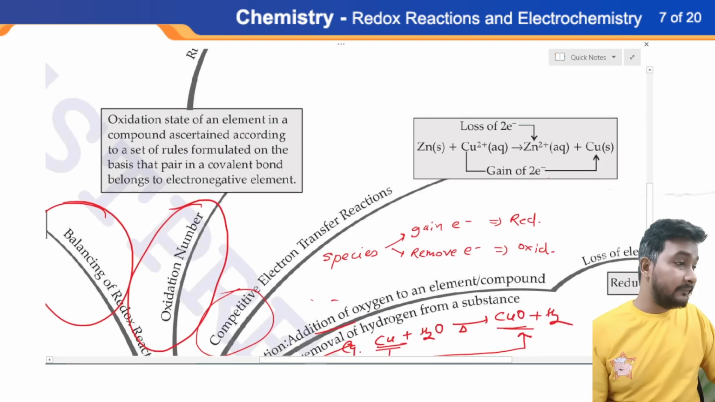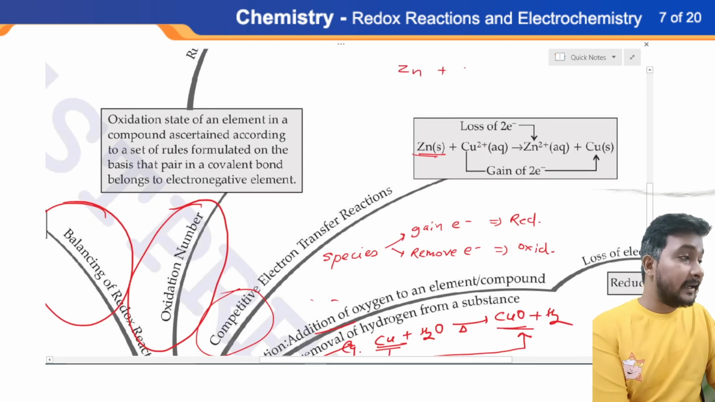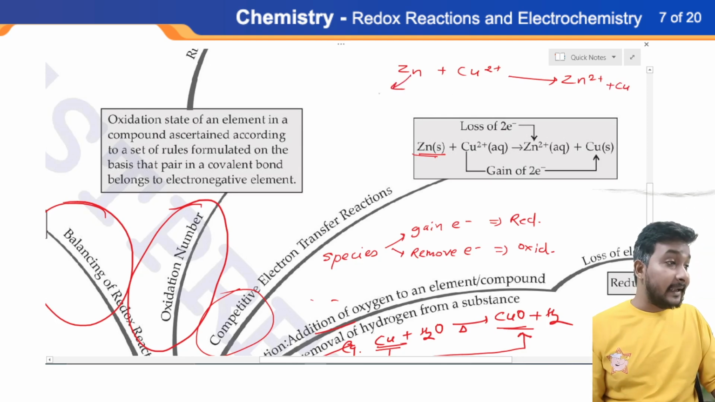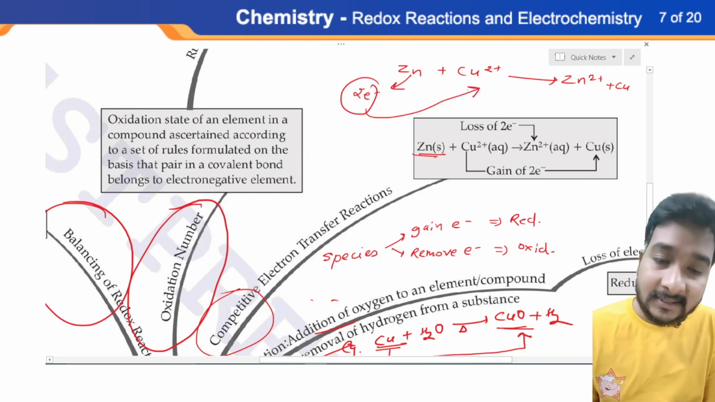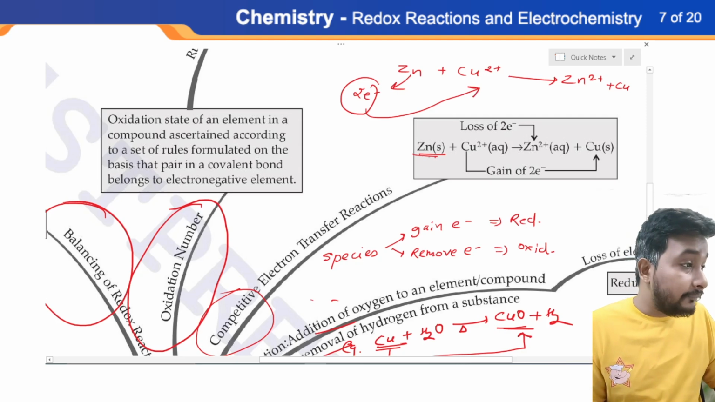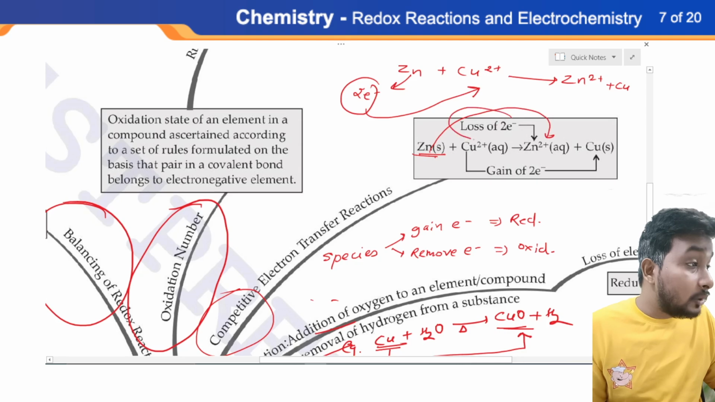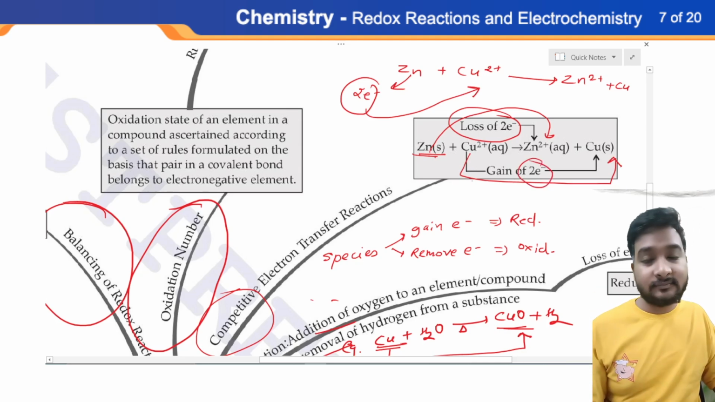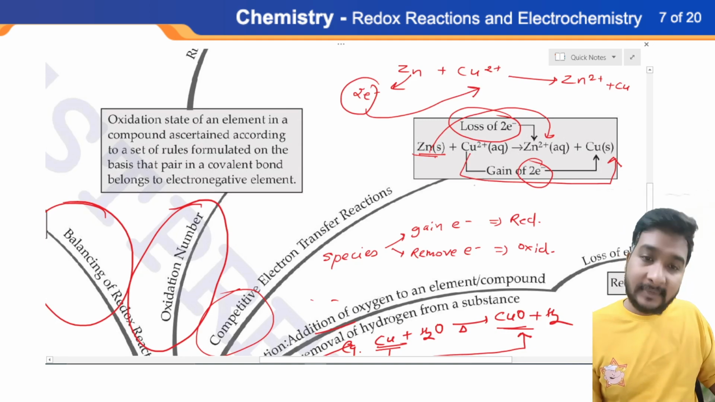Gain of electron is reduction and removal of electron is oxidation. As you can see, we have a very simple example here. Zinc metal is reacting with copper ions. Whenever zinc reacts with copper ions, zinc converts itself into zinc ions, and the copper ion converts itself into copper metal. Why? Because zinc is eliminating two electrons, and these two electrons are accepted by Cu2+ ions. So when zinc gives Zn2+, it is losing two electrons. But copper converting itself into Cu metal in solid is gaining two electrons, from zinc. This is called the electron transfer principle.